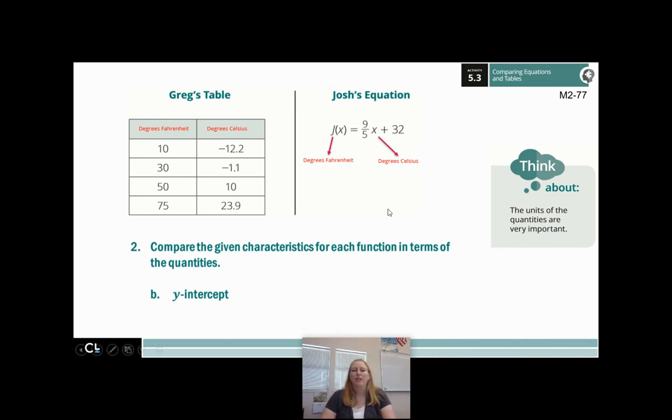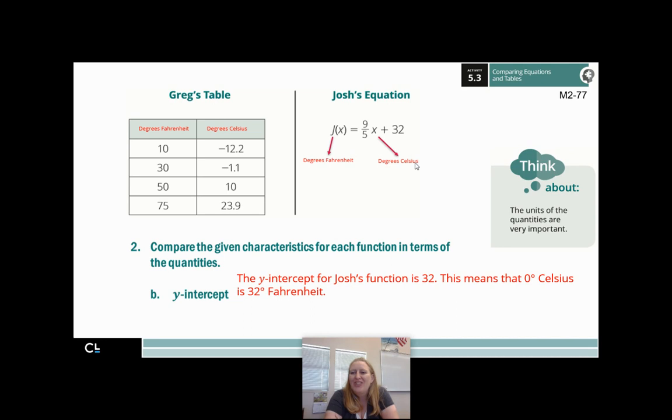I hope you also compared the y-intercepts. On Josh, it was super easy. Josh's y-intercept was 32. Hey, that was an easy one to find. It was just hanging out there. So Josh's y-intercept was 0 degrees Celsius is 32 degrees Fahrenheit.